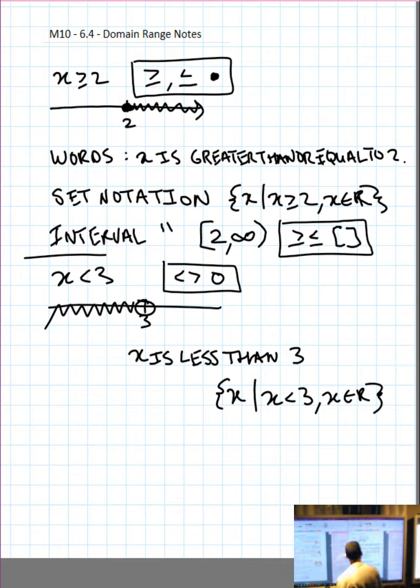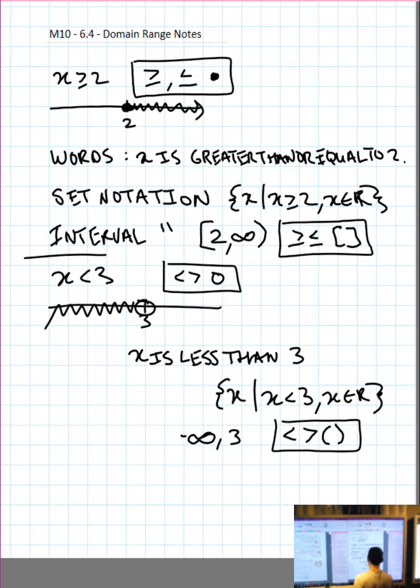Okay, now interval notation. So again, lowest number is negative infinity. It goes all the way left to negative infinity. Comma, biggest number, 3. But this time, because it's less than or greater than, we use open brackets. We also always put open brackets around infinity. And that is interval notation.